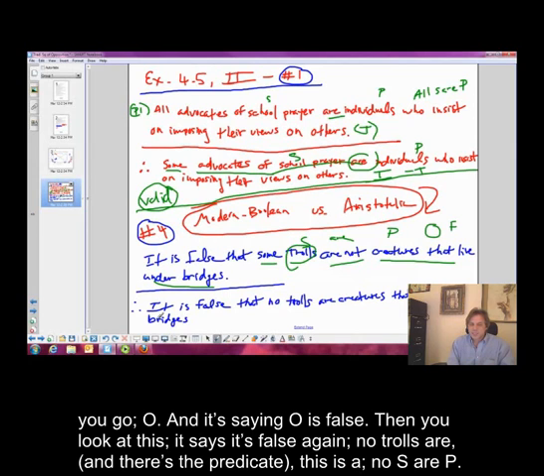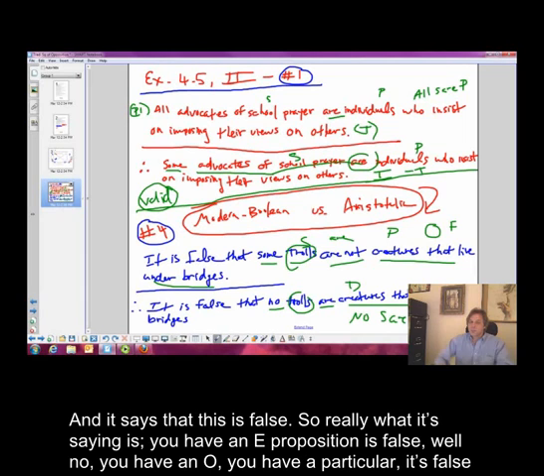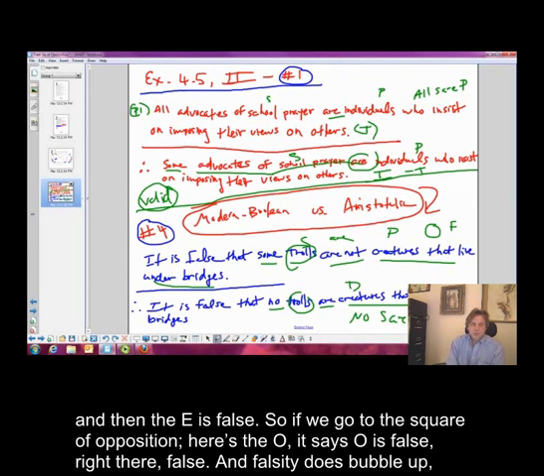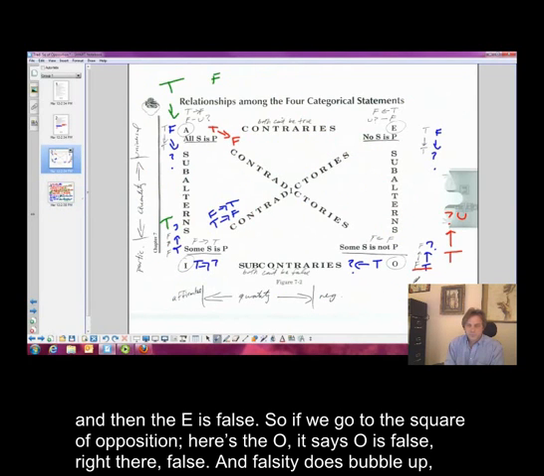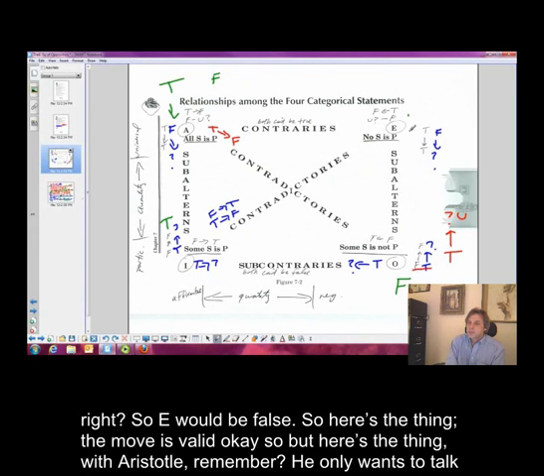Then you look at this. It says it's false again. No trolls are, and there's the predicate. This is a no S are P. And it says that this is false. So really what it's saying is you have an E proposition is false. Well, no, you have an O, a particular, it's false, and then the E is false. So if we go to the square of opposition, here's the O. It says O is false, right there, and falsity does bubble up, right? So E would be false.